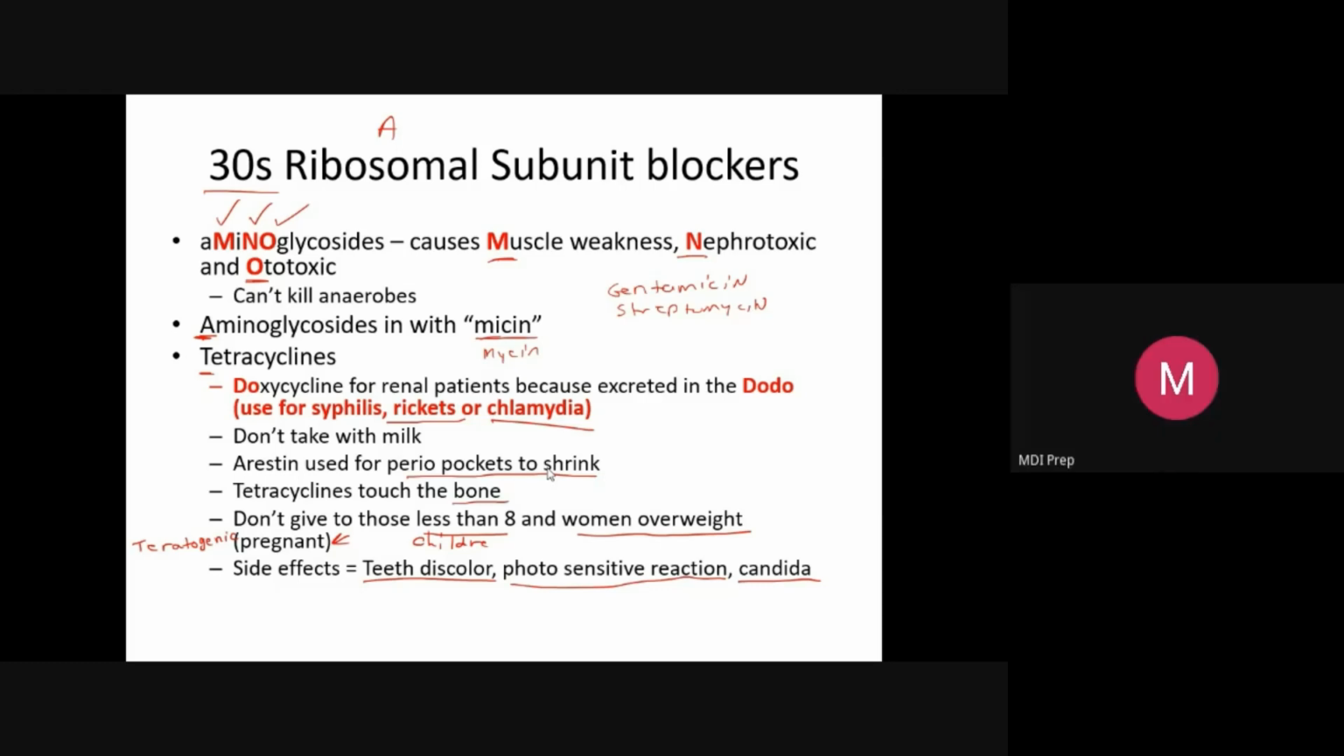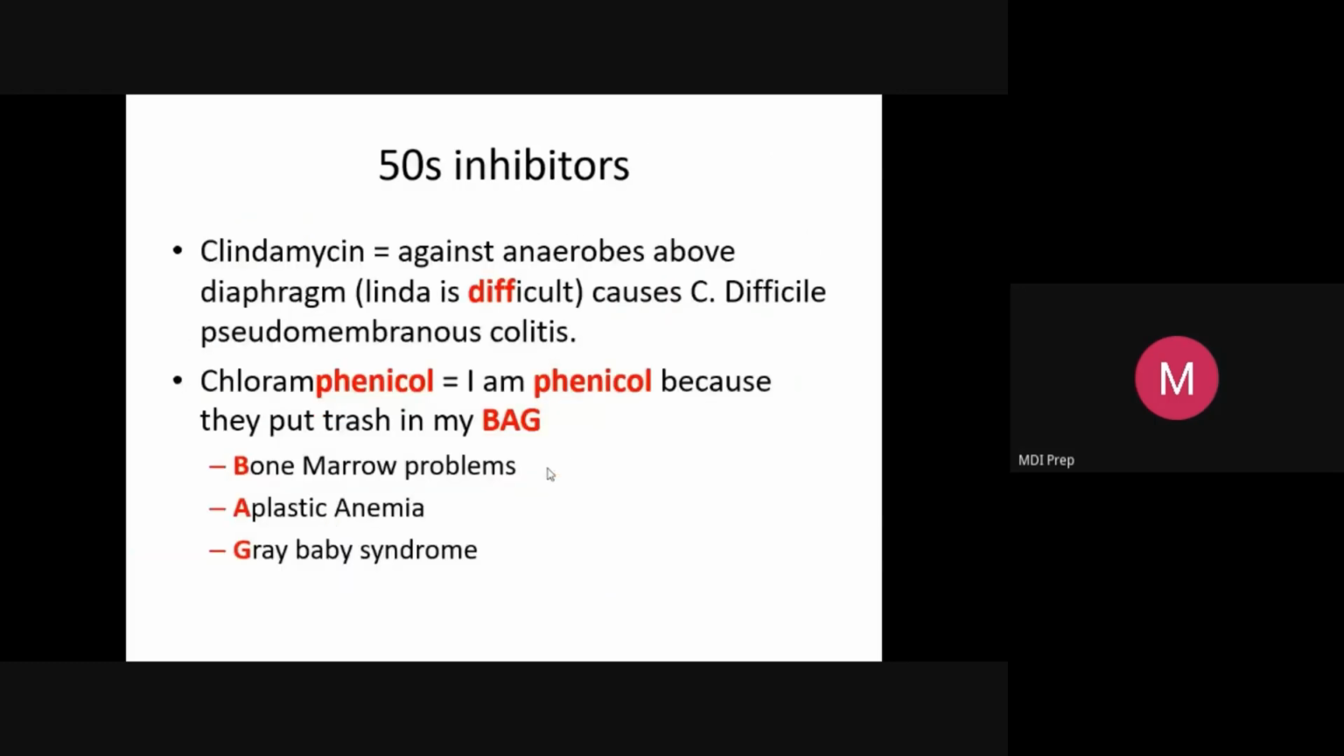So we know the 30S, how they work. Now we get to the 50S. So clindamycin is one you want to remember for the test. Clindamycin is good against anaerobes. But the problem with clindamycin, this is very important, is that someone who's on clindamycin can develop something called C. difficile. The C stands for Clostridium.